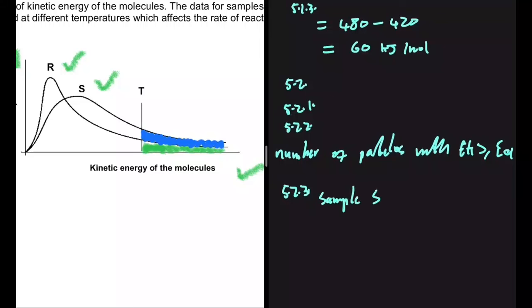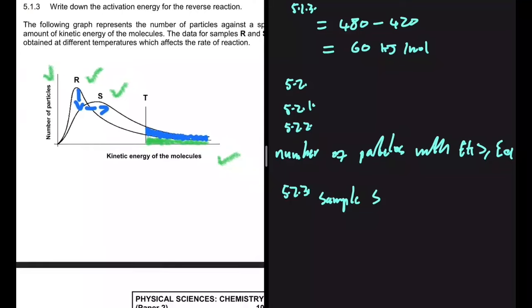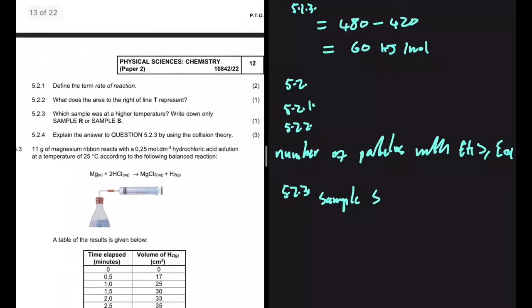Another way of seeing it is that when temperature is increased, the peak is gonna go down and it is gonna shift to the right, just like what happens with S. Let's move to 5.2.4.